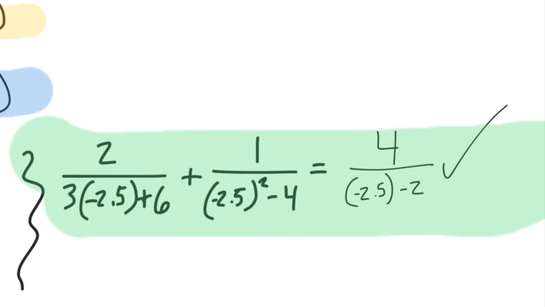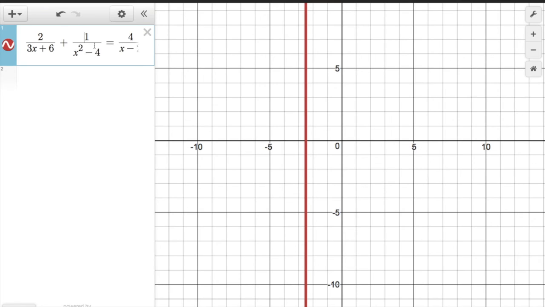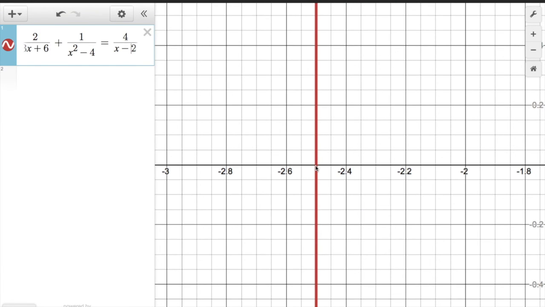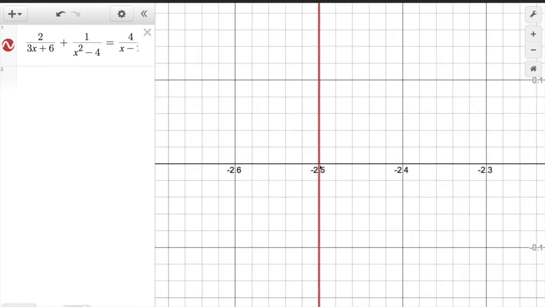So here, I check it in the original, and I don't get any zeros in the denominator. And if you type all this out on the calculator, you'll find that the left-hand side does in fact equal the right-hand side. So here you can see on Desmos, I typed in the whole equation, and I got this vertical line which intersects the x-axis at negative 2.5. So there it is. That's confirmation that x has got to equal negative 2.5 graphically.